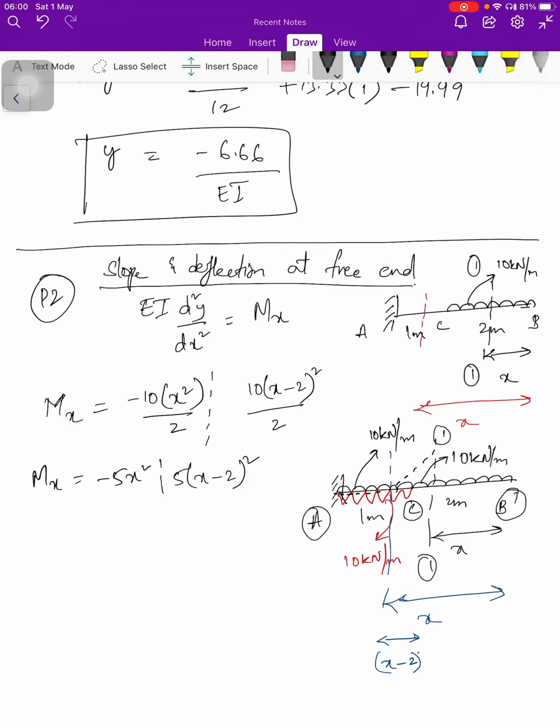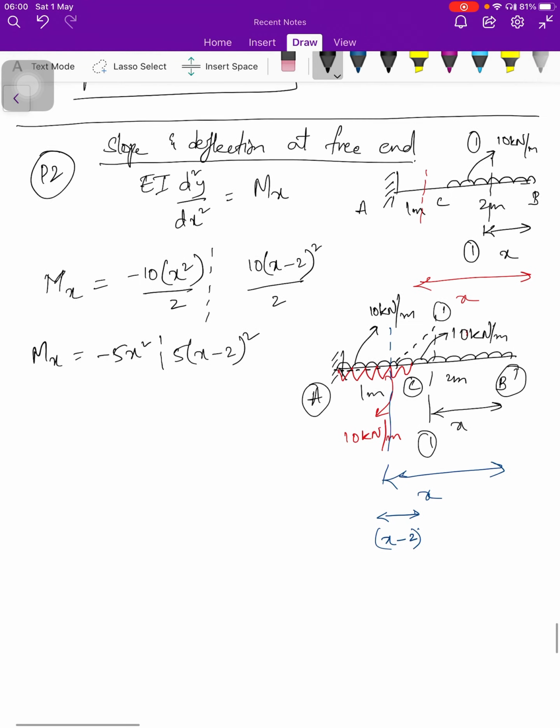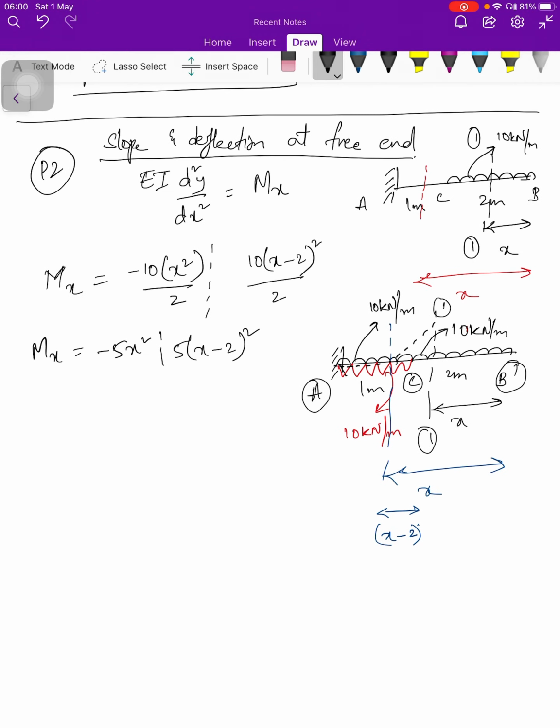So I'll repeat the equation for the moment, because it is very important. If you write the correct equation of Mx, then only you will end up with the correct answers. Otherwise, if the equation of Mx is wrong, the complete problem will be wrong. Okay, so what we are doing in this case is, we don't have a UDL in span AC, we have a UDL in span BC.